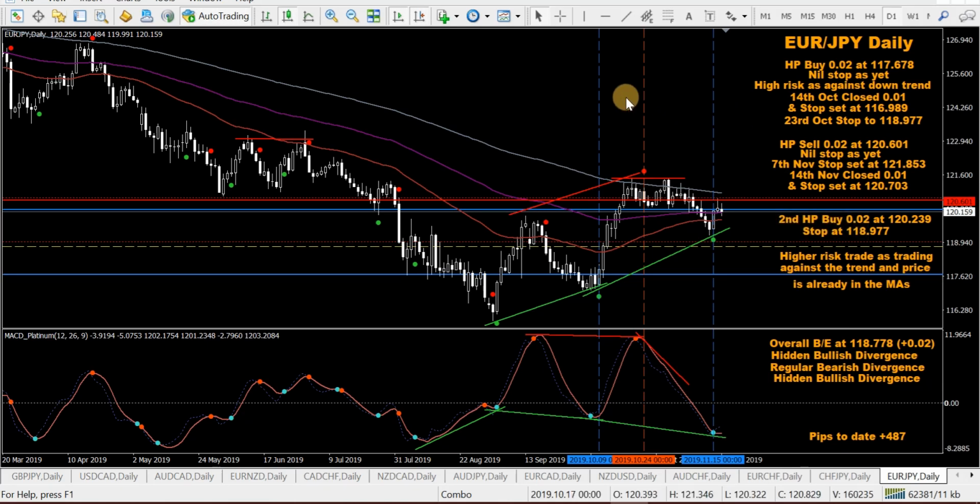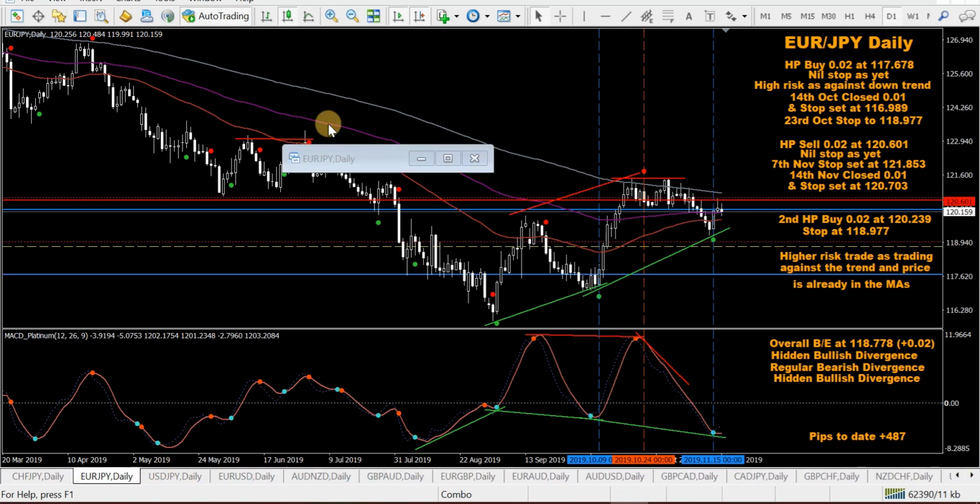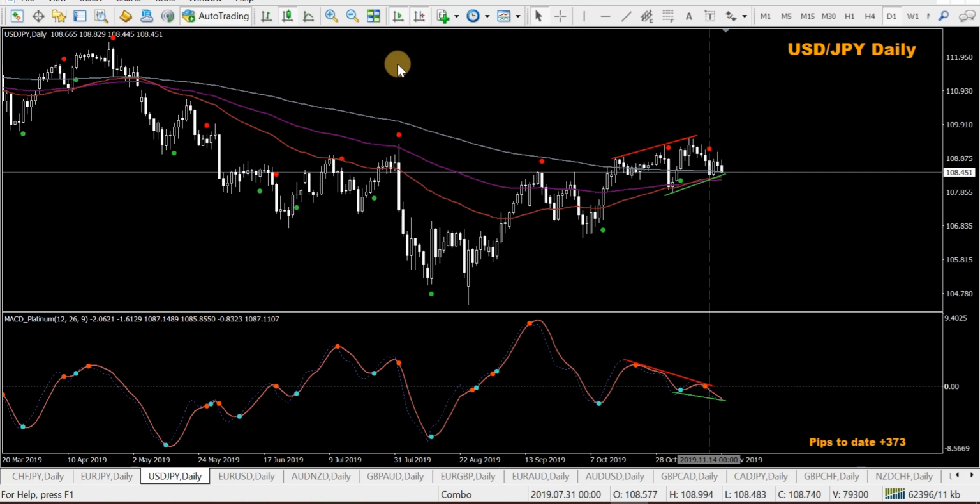It's not a bad pair to trade sometimes, the euro yen, when it's been nice to you. Used to be my favourite back in the day, but things went a bit awry with the yen pairs for a while. I took another USD Japanese yen.